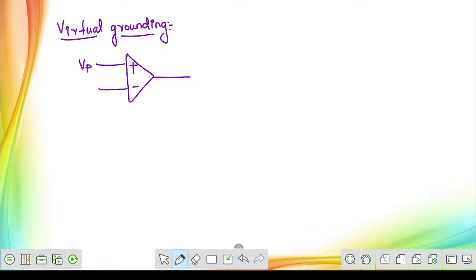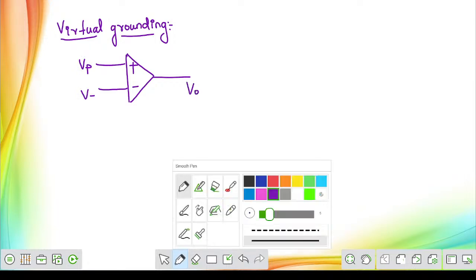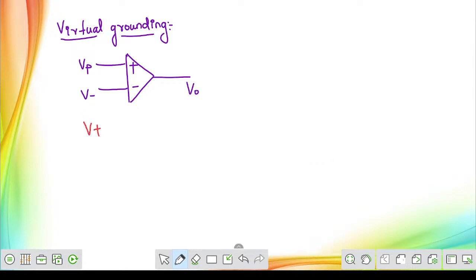Now this is the V plus value, this is V minus value. Just revise everything from the examination point of view. No need to study everything in detail. The concept of virtual grounding means the positive terminal, non-inverting terminal voltage, and the inverting terminal voltage are both equal. That is called the concept of virtual grounding.